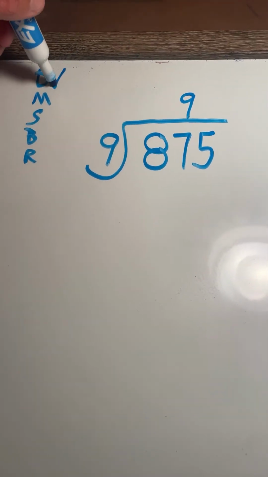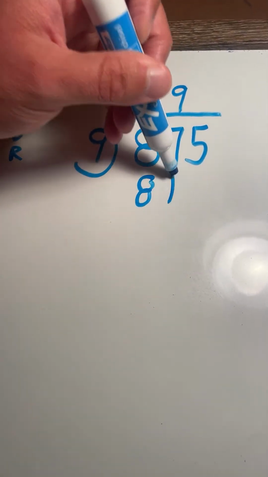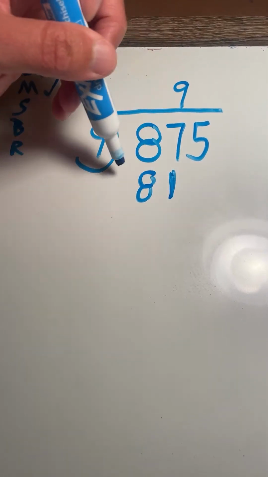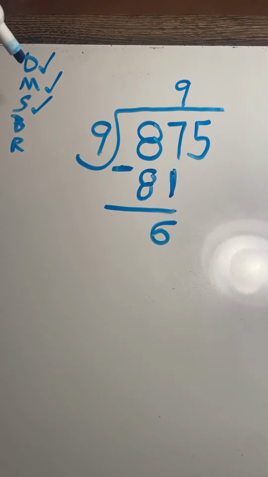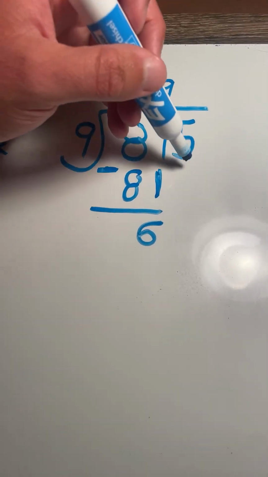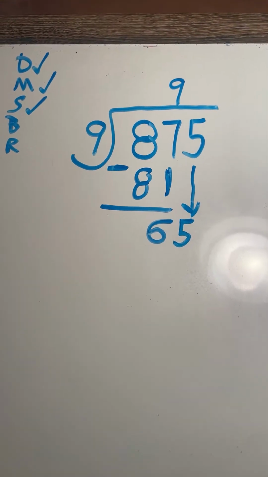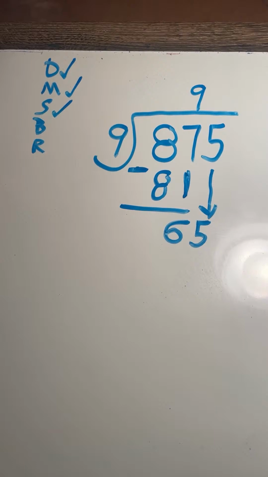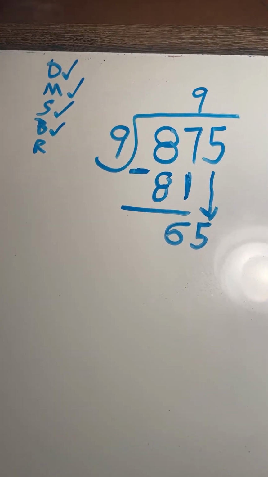So we divided. Next we multiply. 9 times 9 equals 81. Next we subtract. 87 minus 81 equals 6. Next we bring down. We're going to bring down the 5. That 6 is going to become a 65. And then we have to repeat the steps.